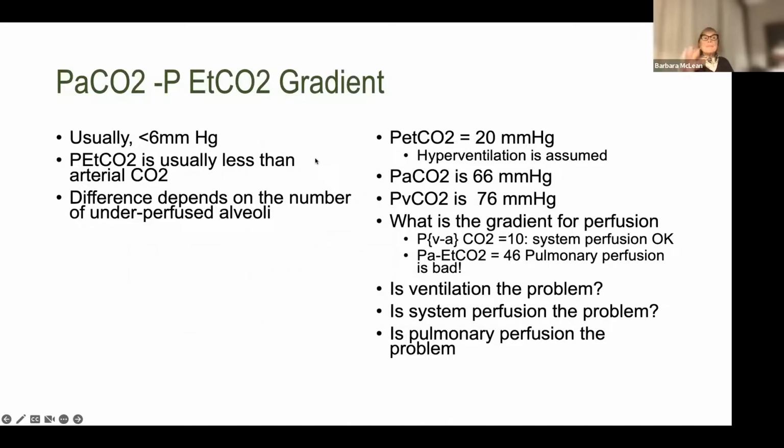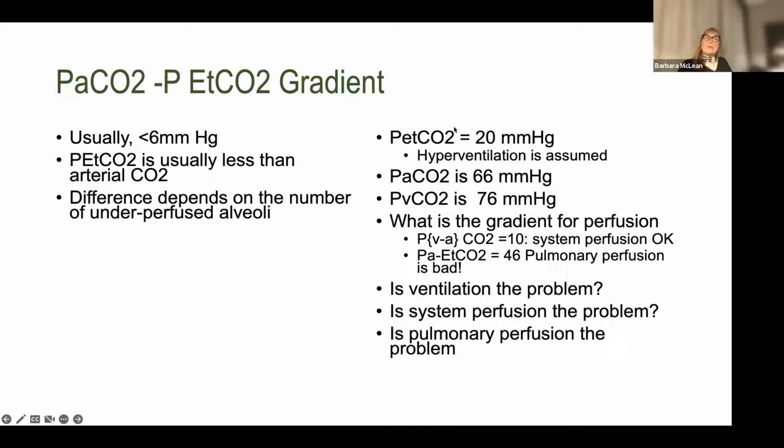Okay, so how lovely is this? The gradient is usually less than 6, just like the venous minus arterial, usually less than 6. Anything that gets close to 10 is concerning. End-tidal CO2 is almost always less than arterial CO2. And it really just depends on how much of the lung is open and how well perfused it is, okay?